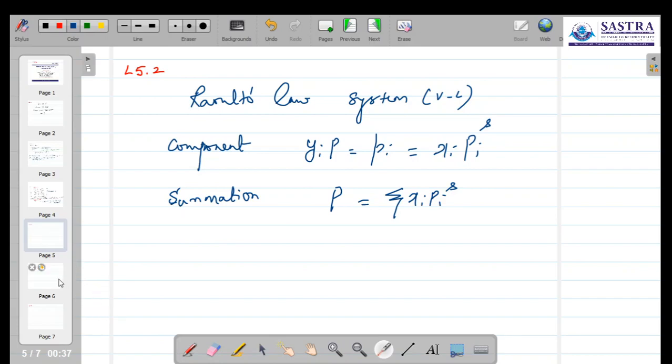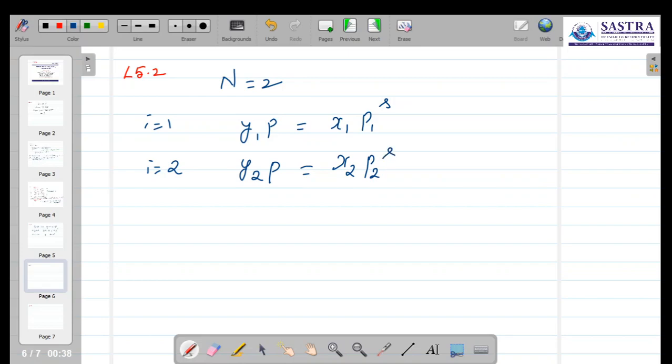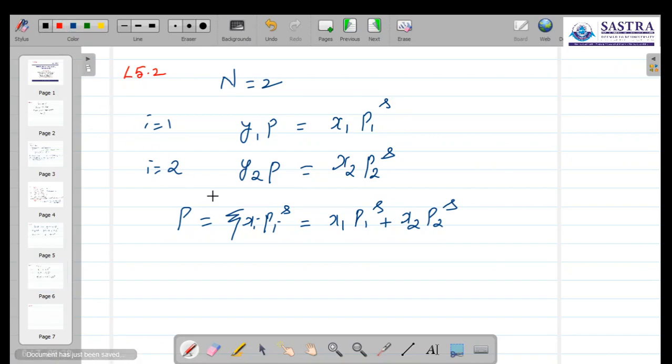Now let us write it specifically for a binary component system. So what if n equal to 2? Then obviously for the first component, we can write y1P equal to, let's say, x1p1s. I'm not writing the partial pressure term, but this is essentially the partial pressure term, no need to write it explicitly. And for i equal to 2, we know that y2P equal to x2p2s. And obviously the summation equation is P equal to sigma xi pis, which is nothing but x1p1s plus x2p2s.